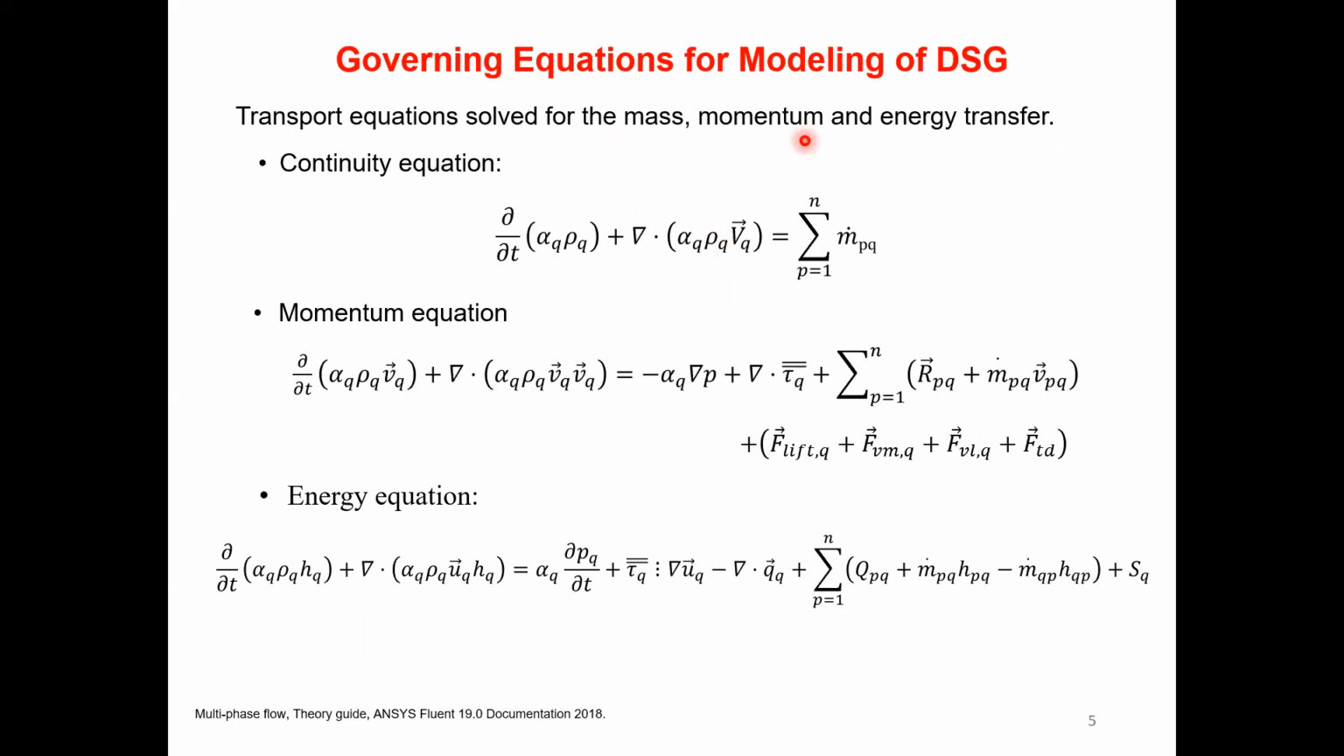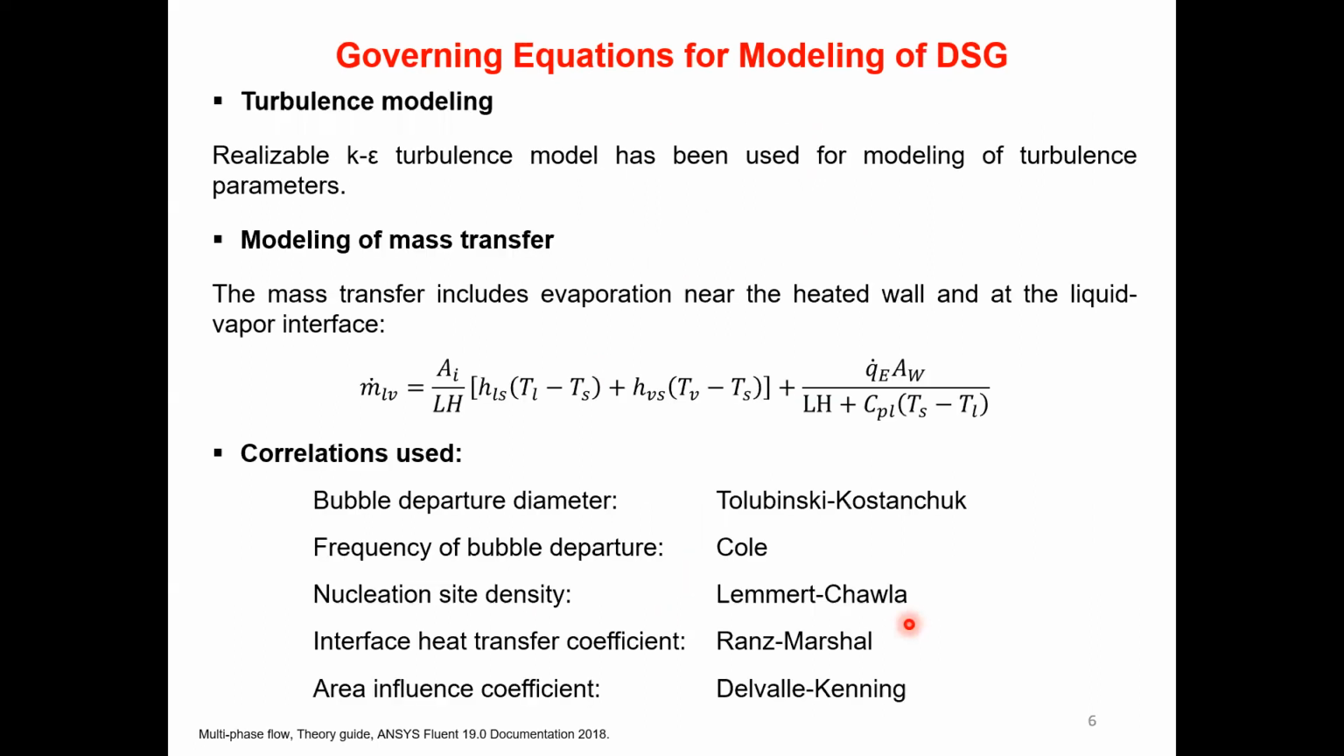In the Eulerian multi-phase modeling approach, the conservation equations for mass, momentum, and energy have been solved separately for the liquid and vapor phase. To model the turbulence parameters in the DSG process, the realizable k-epsilon turbulence model has been used. This equation represents the modeling of mass transfer in the DSG process. The first term represents the mass transfer at the liquid vapor interface, and the second term represents the mass transfer at the heated wall. These are some correlations used in this study.